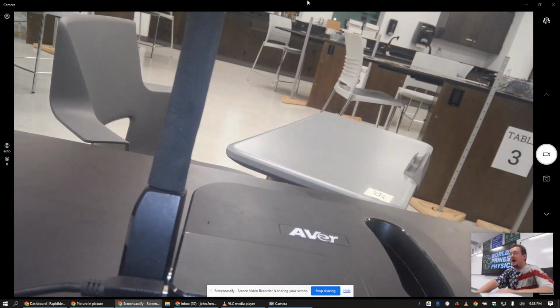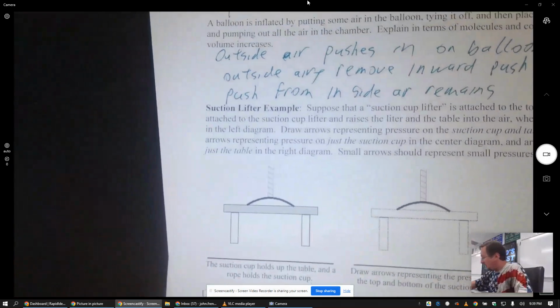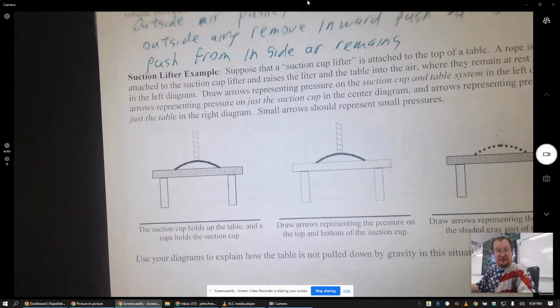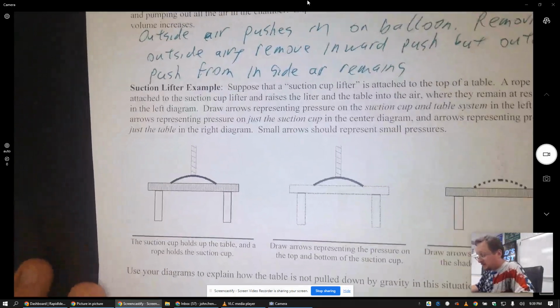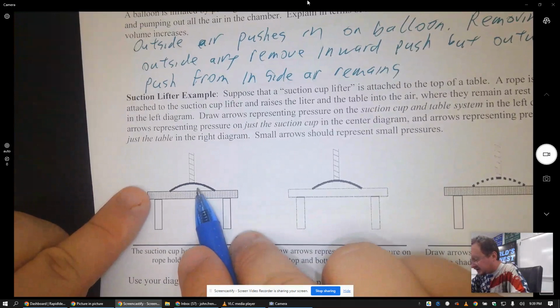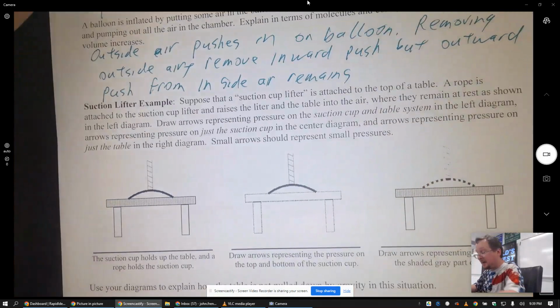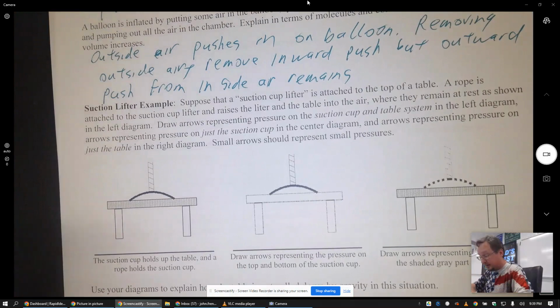So I want my students to understand why that happens. I want them to be able to explain it. So what they're going to say, and you can coach them through this, right? I don't expect my students to get it on their own, but at least what they see. So the idea is that the suction lifter is lifting up an entire table, which is what I did back in my old school where I had a table I could do this.